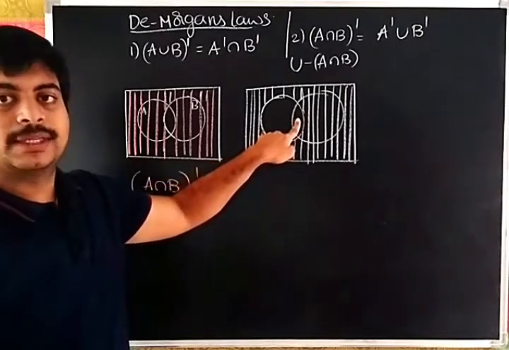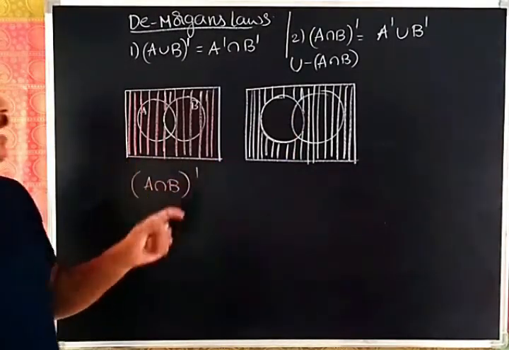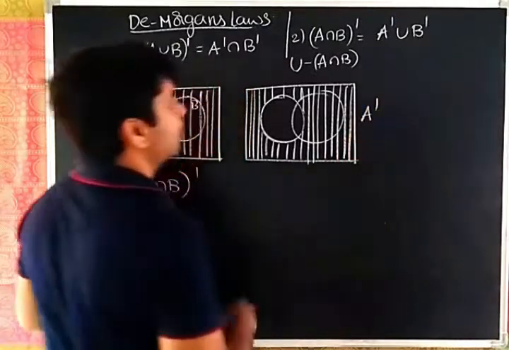Here also you have A. Here also you have A. So this is A complement. This is A complement. So now tell me, what is B complement?